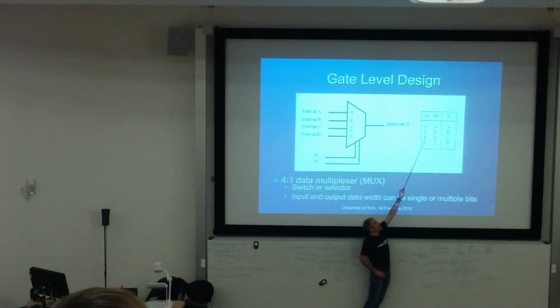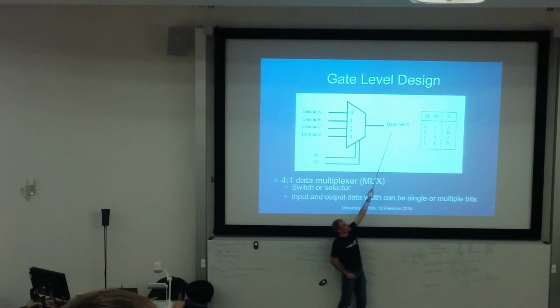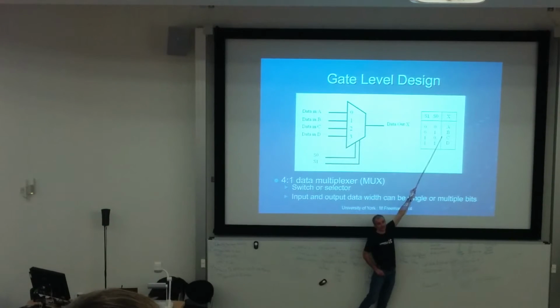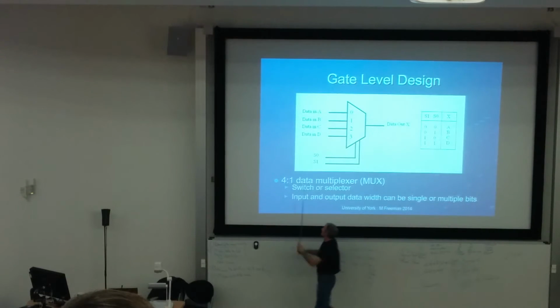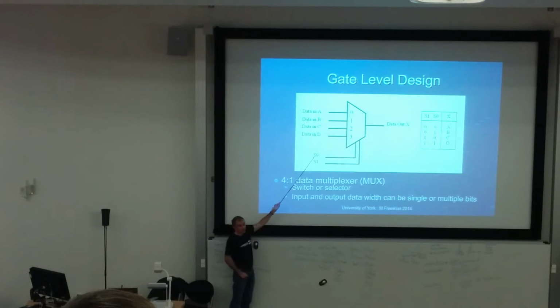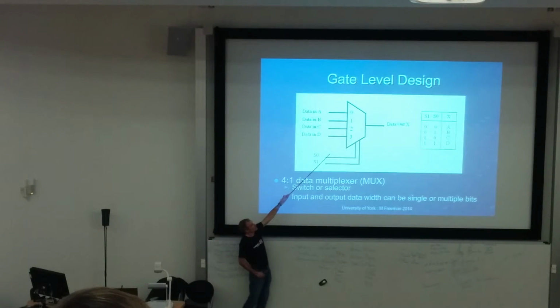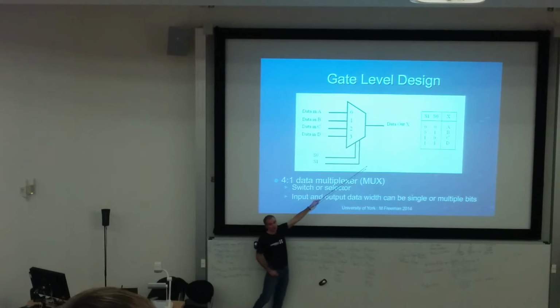You can see the output X can select between the inputs A, B, C, and D, depending upon what the inputs S0 and S1 are. So here are my inputs. Here are my control signals. I've got 4 inputs, so I've got 2 control bits, giving 4 states, 0 to 3, and depending on what that value is, that will route the inputs to the output.